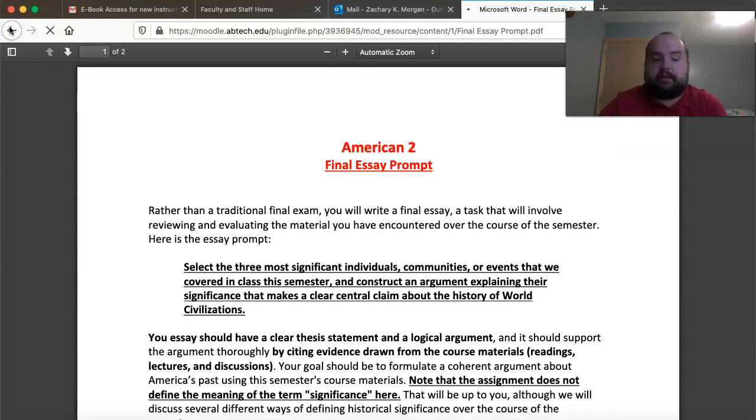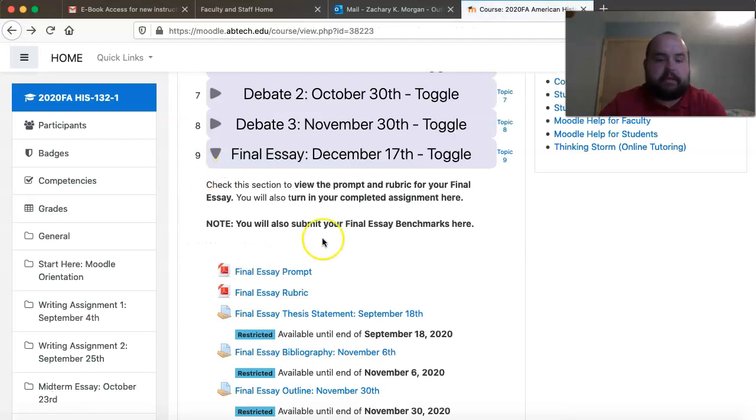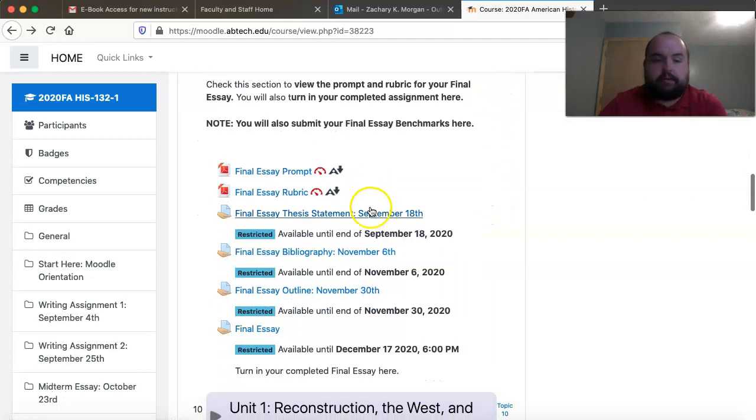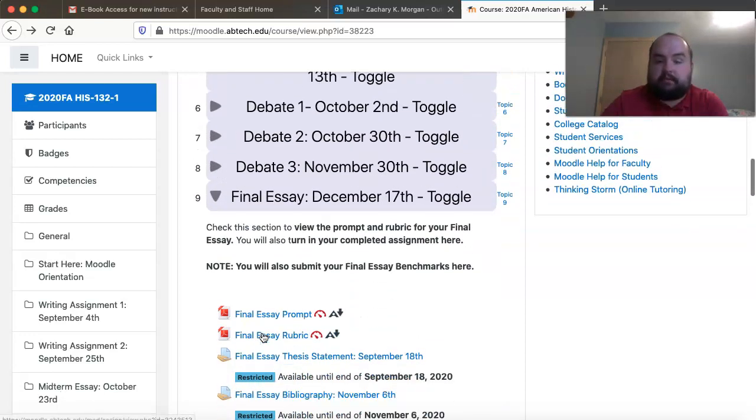Last thing I'll mention about the final essay, if I can back this up. All of your assignments are turned in the final essay tab as well. Your thesis statement will go here, your bibliography will go here, your outline will go here, and the final product will go here. Do keep in mind, it just occurred to me, as you might remember, your regular writing assignments have a few days after the due date where you can still turn them in and they won't disappear from Moodle. Your final essay does not have that option, unfortunately.